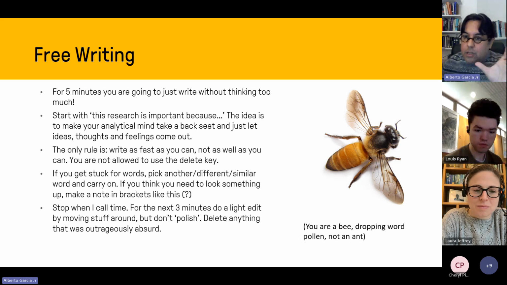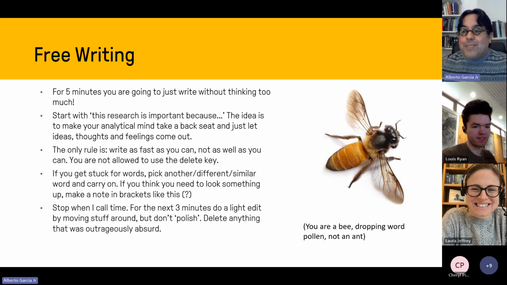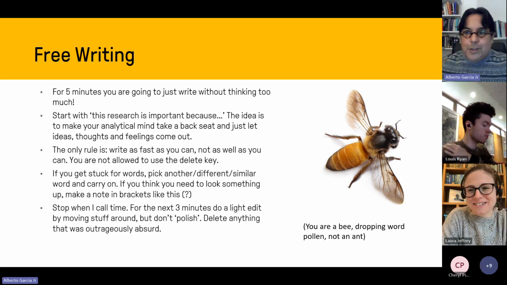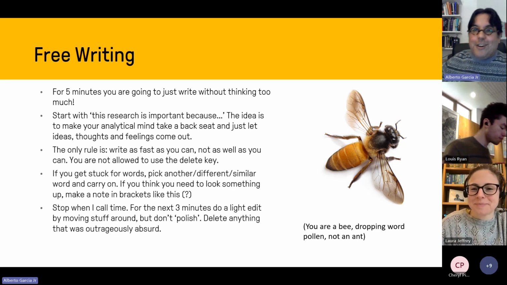You can make little symbols for yourself to come back later, but basically pretty much write for 5 minutes. And then we'll have a little bit of a polish at the end. So I'll start the timer here for 5 minutes, and I'm going to turn off my camera for 5 minutes because I don't want to be like Big Brother looking at you. So 5 minutes, and we'll see how we go from there. Okay, so starting now.